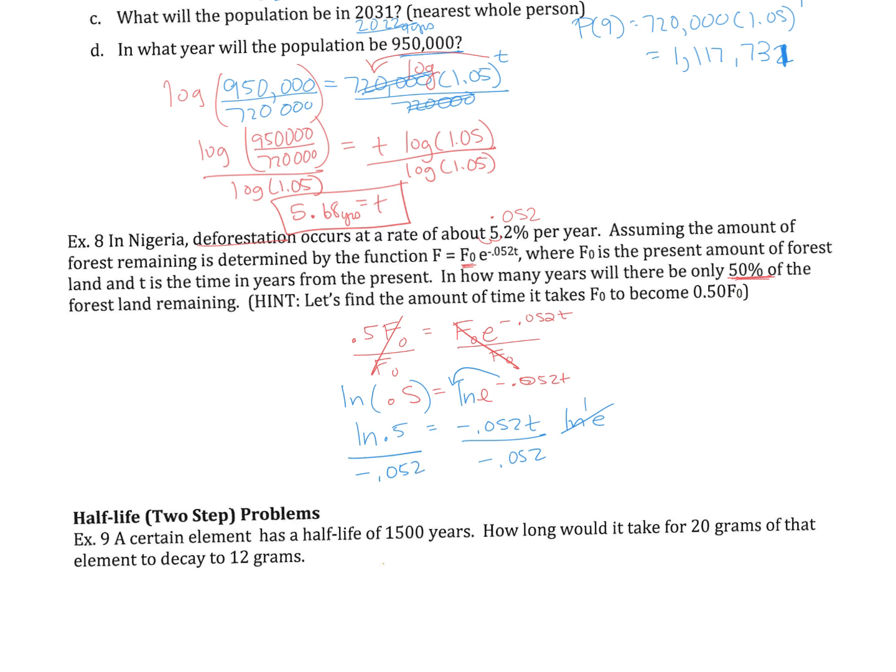And when I put that into my calculator, I get approximately 13.33 years. That's how long it's going to take my forest land to be about half of what they currently have. So let's look at my half-life problem.